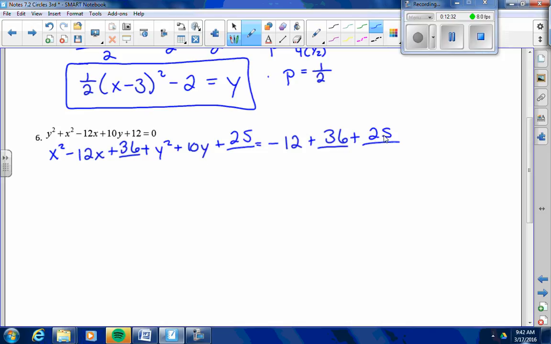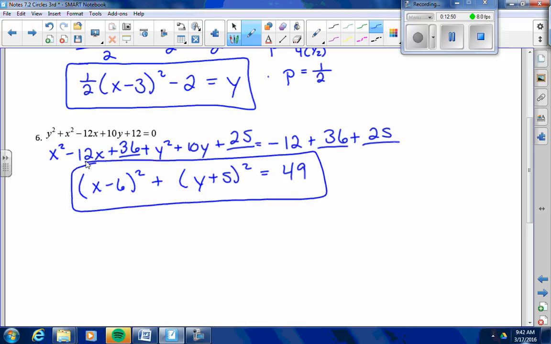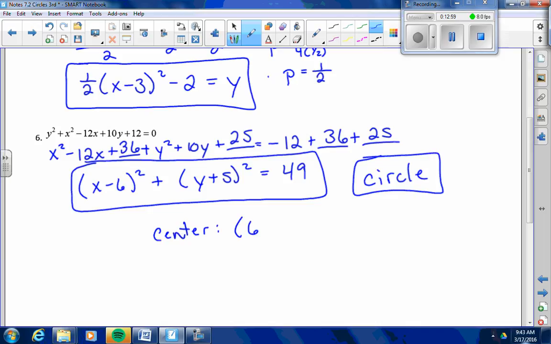So the x's become (x - 6) squared. The y's become (y + 5) squared. And that equals, let's see, 36 plus 25 minus 12 is 49. There's our equation. What conic is it? It's a circle. What is the center then? 6, -5, and the radius is 7. Good.